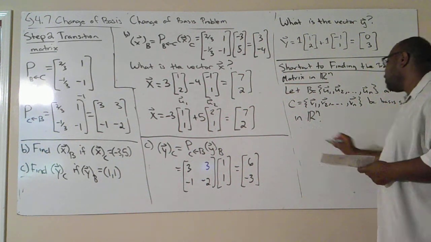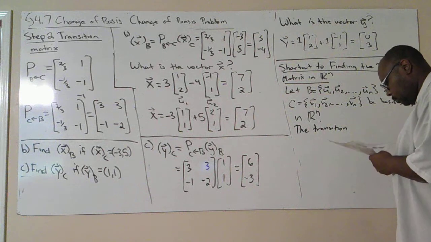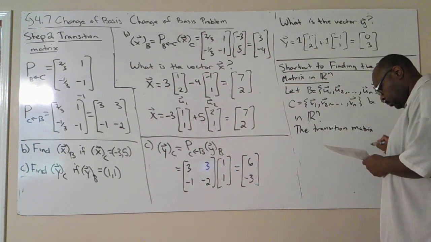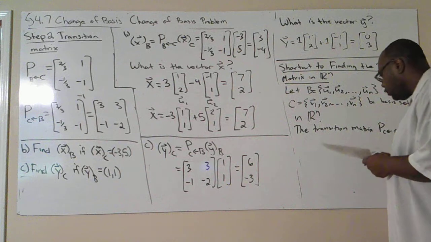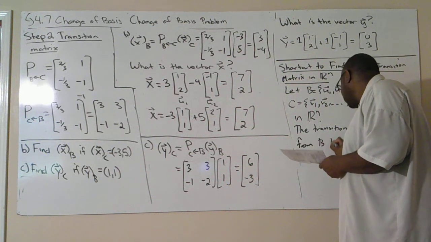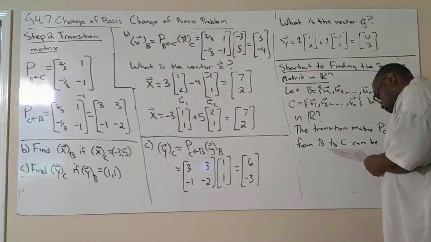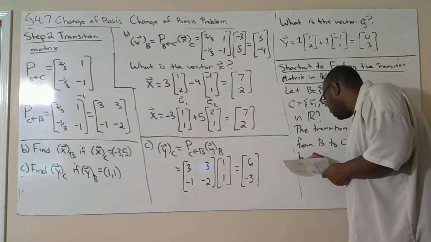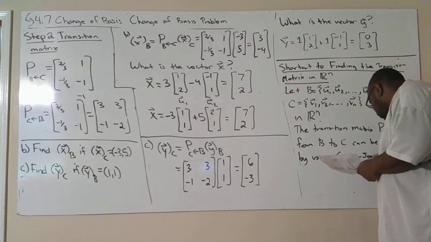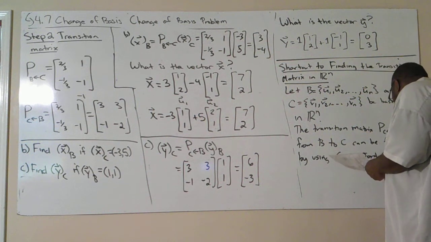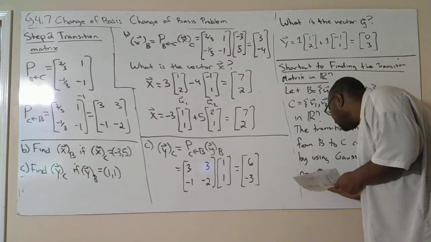And so we can say the transition matrix from B to C, or C to B, doesn't really matter, from B to C, or C to B, can be found by using Gauss-Jordan elimination on the augmented matrix.